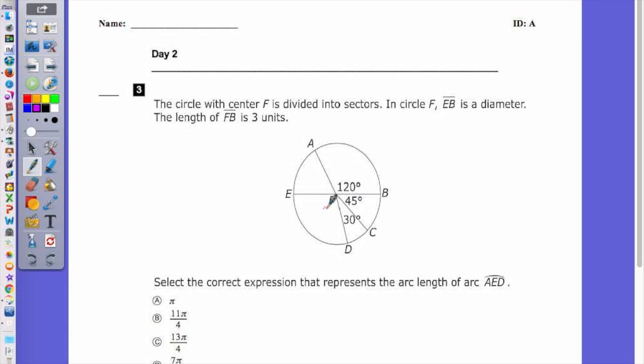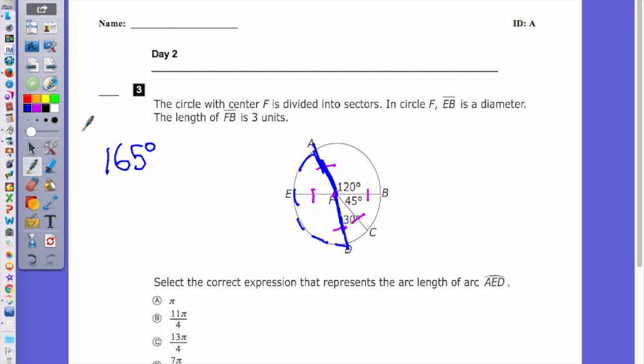Circle F is divided into sectors, okay? In circle F, they're telling me that EB is the diameter, and they told me that F is the center. So I know that these are all radii, correct? Okay. So what I did when I did this problem was I first figured out sector AED, because ultimately I want to find that arc length. AED is created by an angle that's 165 degrees. I did 360 minus 120 minus 45 minus 30, and I got 165.